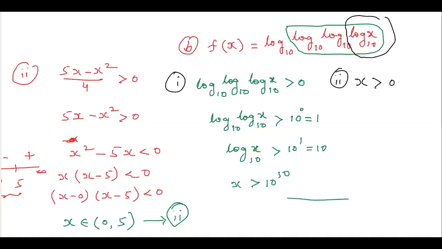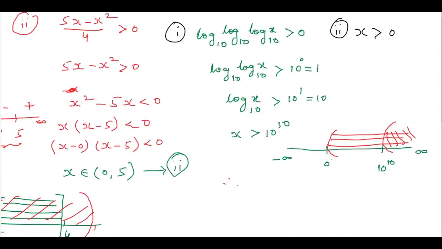Draw the number line. This is infinity. This is minus infinity. Suppose this is 0. Suppose I am taking here 10 power 10. Now observe that x greater than 0. This is the first function, 0 up to infinity. And where is the second function? Like this. So what is the intersection part? Greater than 10 power 10 only. Finally, x belongs to the open interval 10 power 10 up to infinity. So the domain of the logarithmic function is x belongs to (10 power 10, infinity).